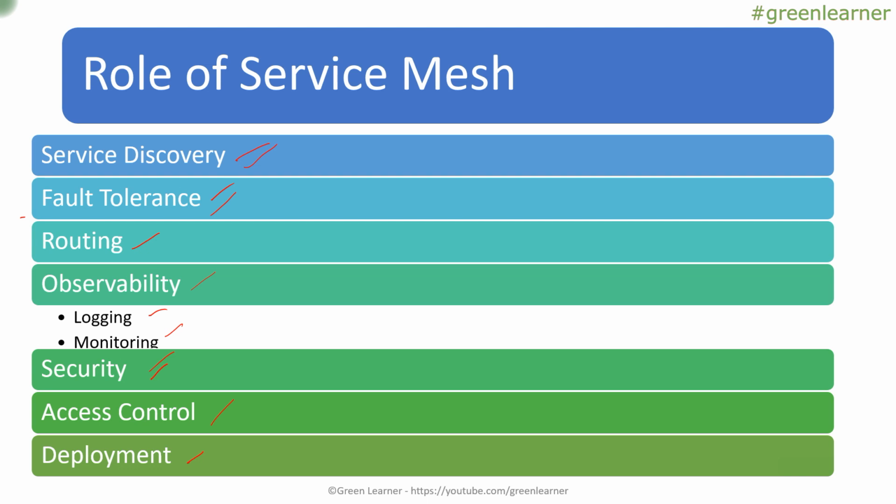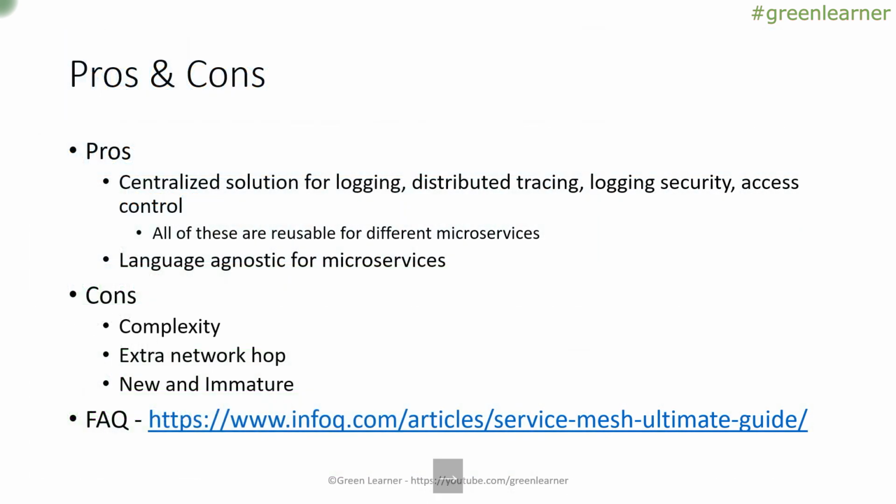Now let's go ahead and see the pros and cons of the service mesh. Is it all about the benefits or are there some disadvantages as well? It is a centralized solution for logging, distributed tracing, security, and access control. All of these are reusable for different microservices. It is language agnostic for microservices. Agnostic means it can be in any language, Java, Kotlin, Groovy, anything. It is not dependent on that. These are the advantages of the service mesh.